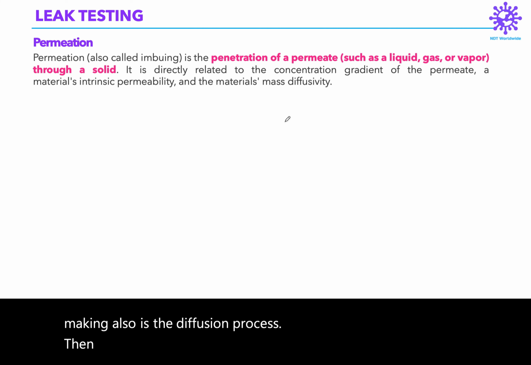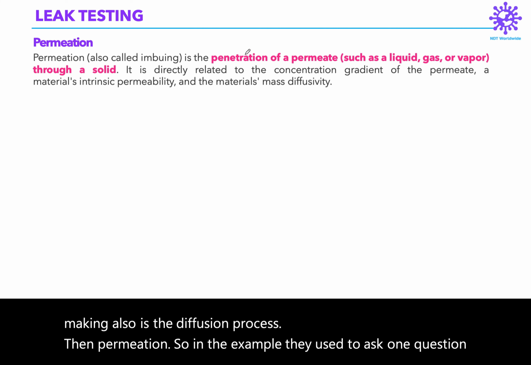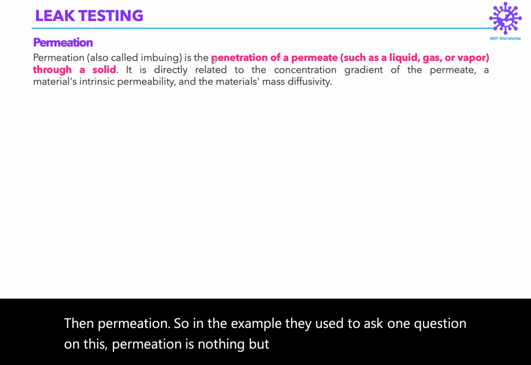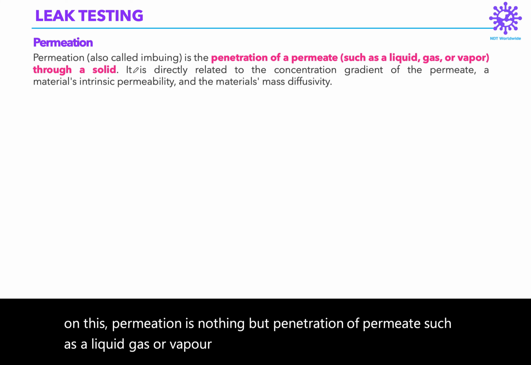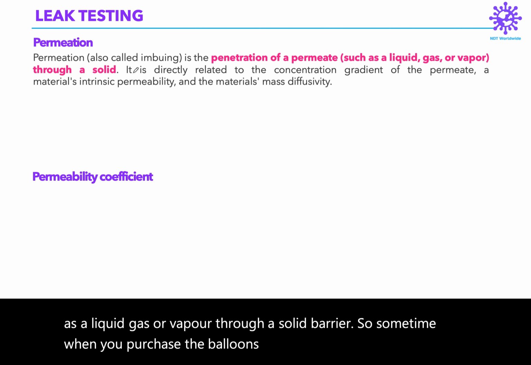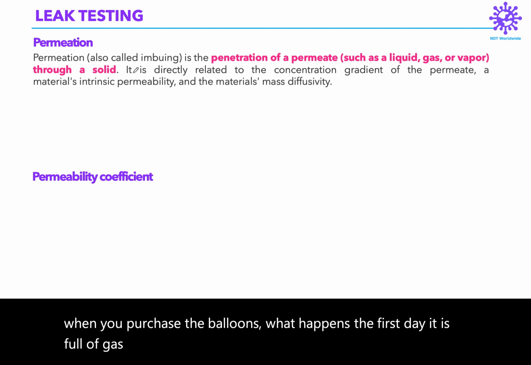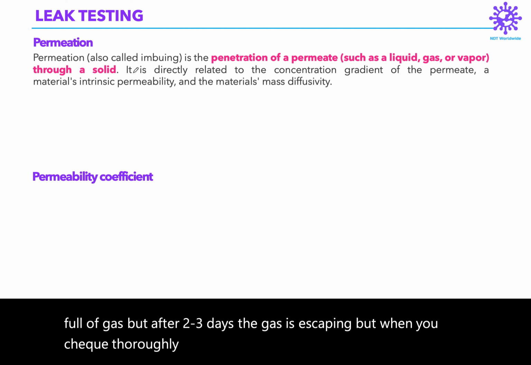Then permeation. In the exam they used to ask one question on this. Permeation is nothing but the penetration of a permeate, such as a liquid, gas or vapor, through a solid barrier. Sometimes when you purchase balloons, what happens? The first day it is full of gas, but after 2-3 days the gas is escaping. But when you check thoroughly, there are no leakage locations.